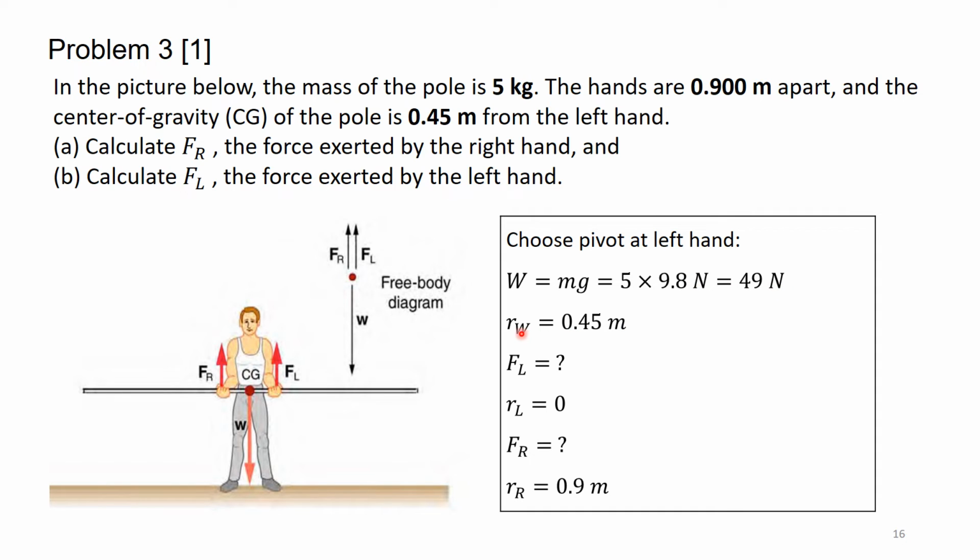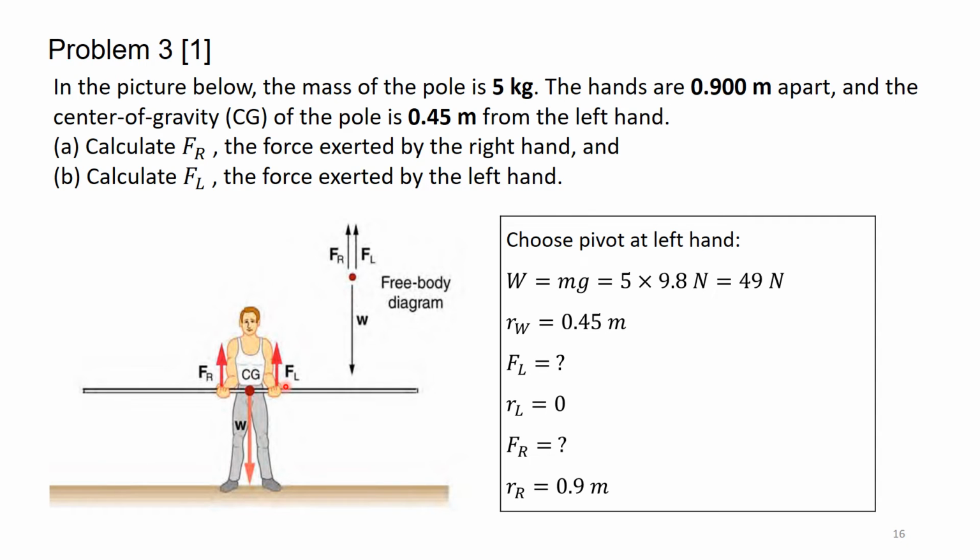And then Rw is the distance of the weight from the pivot. And then where do we choose the pivot? You choose the pivot at the left end. So why do you choose the pivot at the left hand and not at the right hand or the center of gravity? That's because you're trying to find the force on the right hand. You're trying to find Fr. So again back to the picture here. There are three forces, Fr and Fl, which we do not know, and there's W, which we do know.